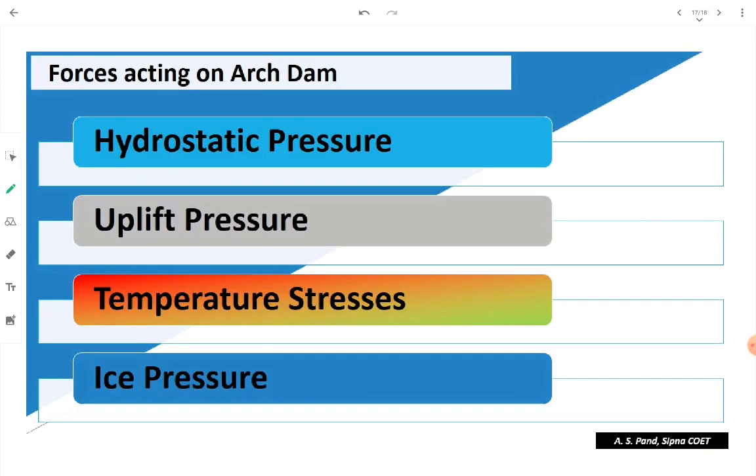Then let's take a look at the various forces that act on an arch dam. The first and foremost force which acts on any dam, and also in the case of arch dam, is hydrostatic pressure. The hydrostatic pressure is retained by the arch dam by virtue of its arching action. Most of the hydrostatic pressure is counteracted by the arching action, and the remaining pressure is retained by the cantilever action that takes place between the foundation and the standing cantilever section of the arch dam.